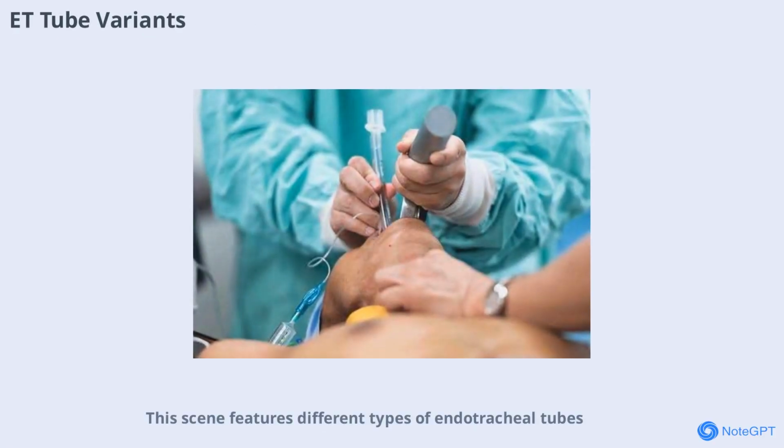Scene features different types of endotracheal tubes, including the standard ET tube and specialized variants like the CASS tube. Each type has unique features tailored for specific clinical needs. For example, the CASS tube includes an additional suction port to help remove secretions above the cuff, reducing the risk of ventilator-associated pneumonia. Recognizing these variants is important for providing optimal airway management.